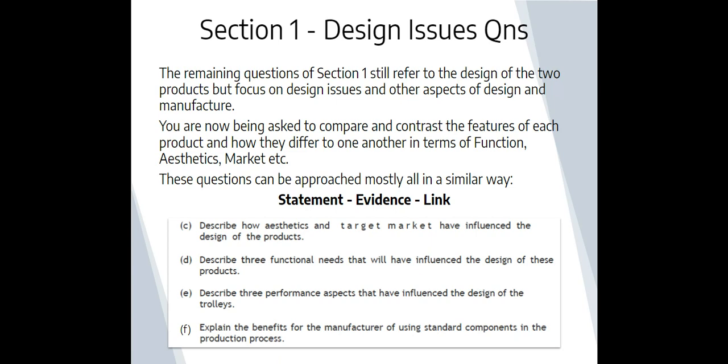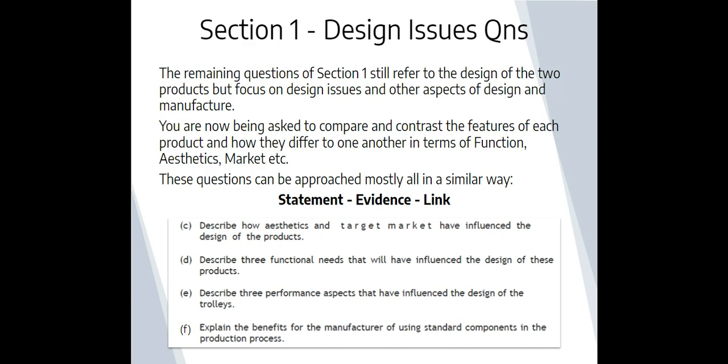You're now being asked to compare and contrast the features of each product and how they differ to one another in terms of function, aesthetics, market, etc. And these questions can be approached mostly all in a similar way to how you did in questions A and B, with the statement, evidence, link structure. So there's some examples of questions that are given for the two trolleys that we've been working on the last couple of questions. There's one there about aesthetics and target market, function, performance, and then the last one about standard components.